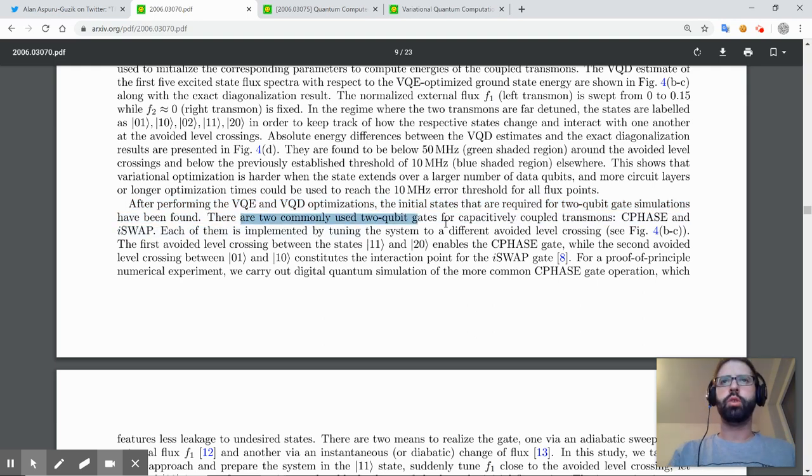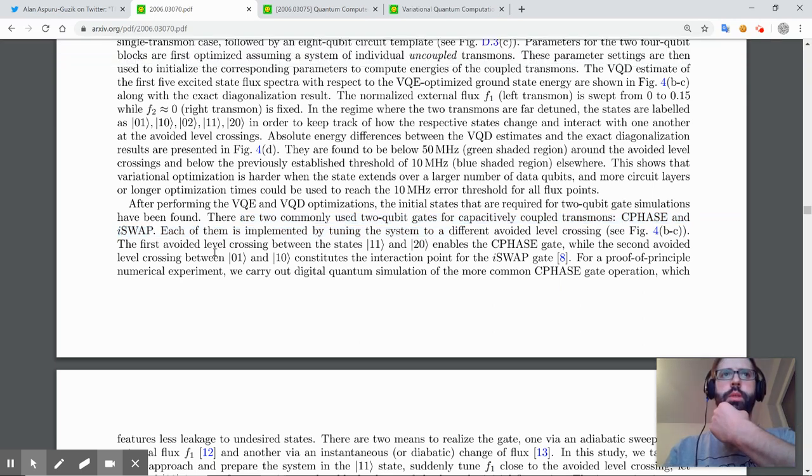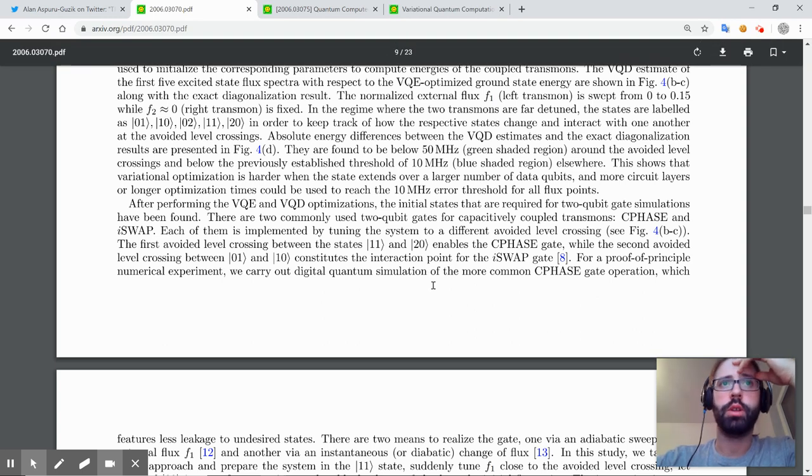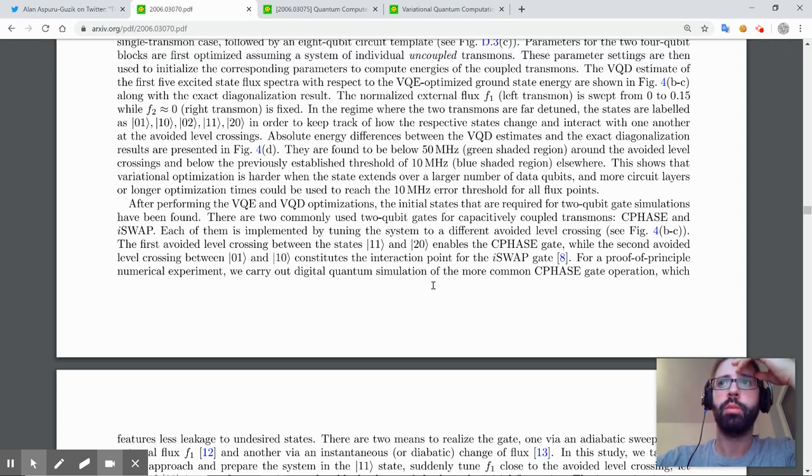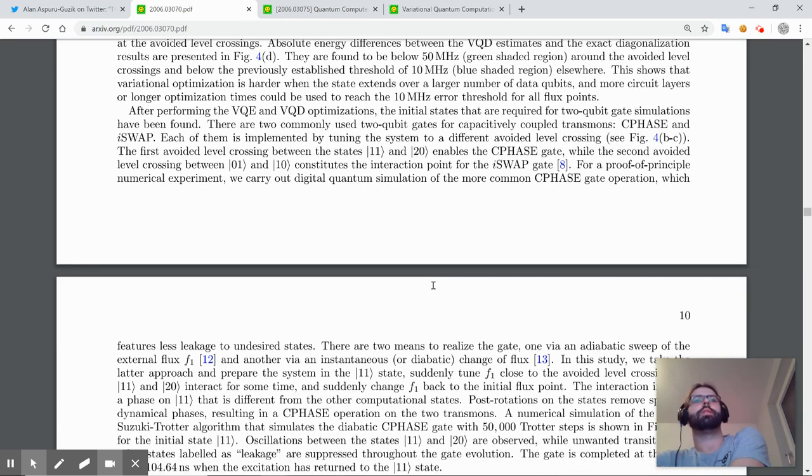there are 2 commonly used 2-qubit gates for capacitive coupling: C phase and iSWAP. Each of them is implemented by tuning the system to a different avoided level crossing. The first avoided level crossing between the states 1,1 and 2,0 enables the C phase gate, while the second avoided level crossing enables iSWAP. For a proof of principle numerical experiment, we carry out digital quantum simulation of the more common C-phase gate operation, which features less leakage to undesired states.